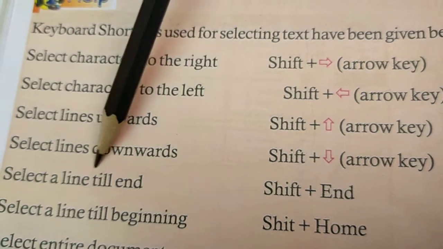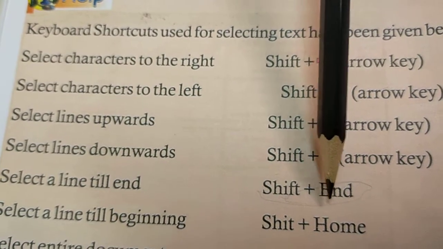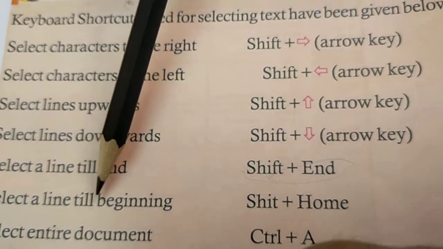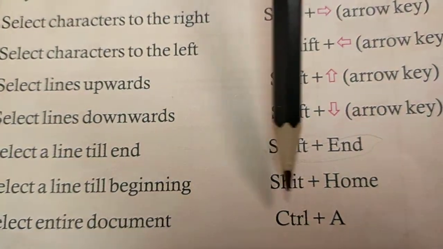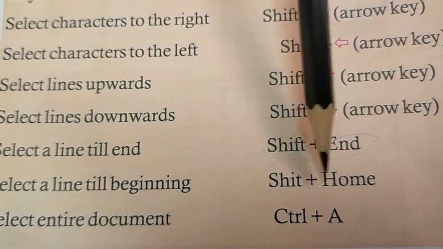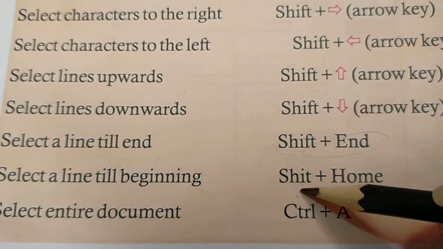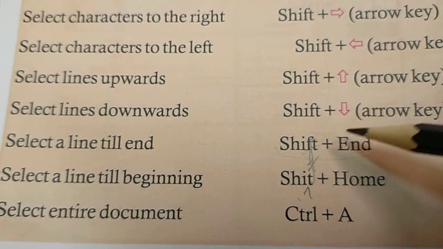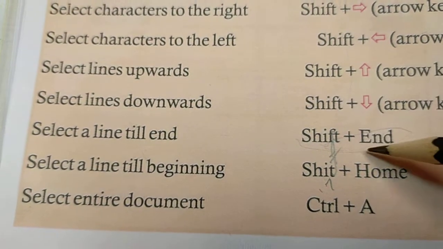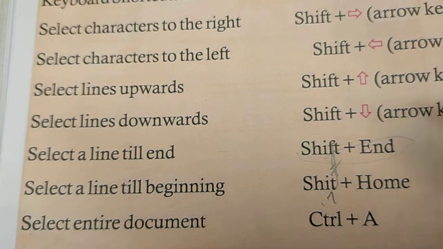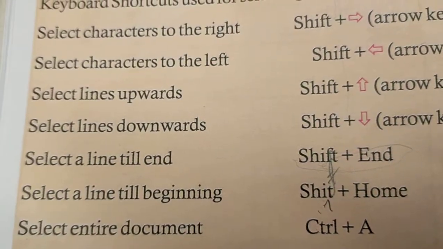If you want to select the document till the end, press shift plus end key. The end key is on the keyboard. It will select till the end of the document. If you want to select till the beginning, press shift plus home. Then if you want to select the entire document, all the pages, just press Control plus A. It will select all the words, all the paragraphs, everything in the document.